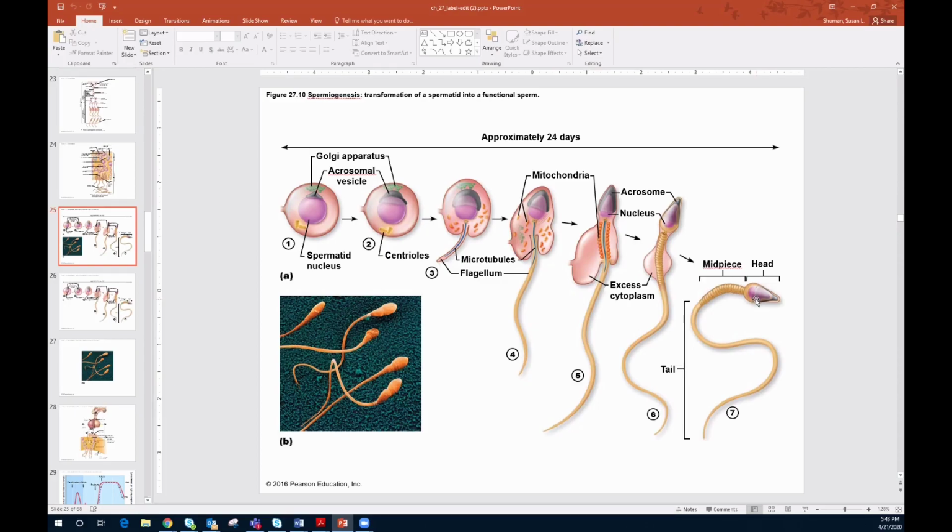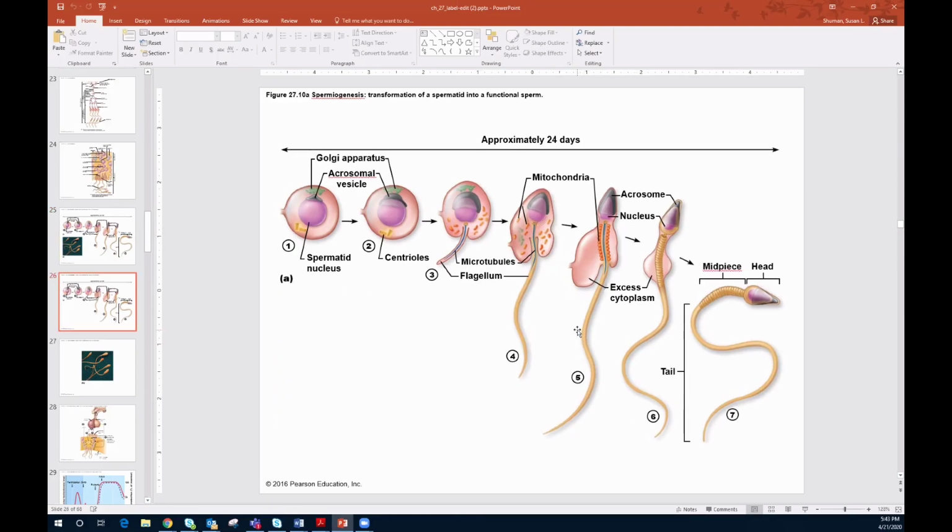Is this diploid or haploid? One or two? Haploid. It has one set of genetic information for every single protein to make another person. One gene for eye color, one gene for your nose shape. Okay? All right.